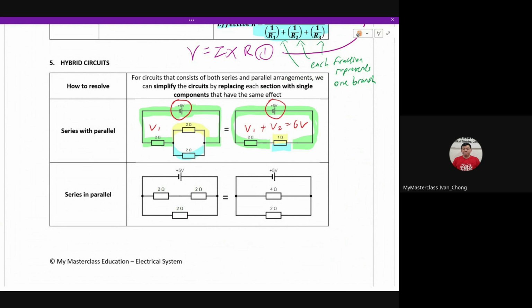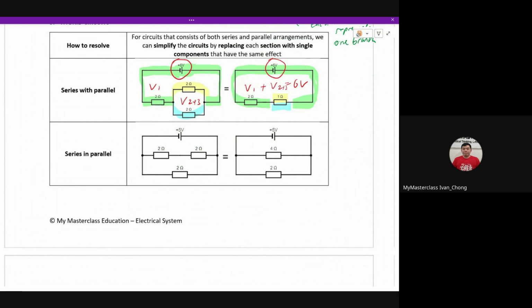Okay, so this is V1, this is V2 and V3. They are the same. Which means V2 and V3 are the same because they are parallel. So if you want to find V2 or V3, you just need to take 6 volts minus V1 because these two are in series.